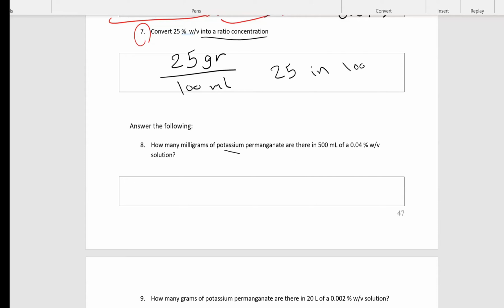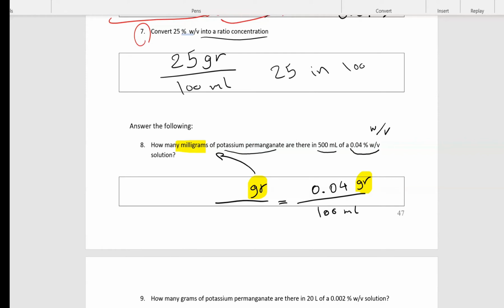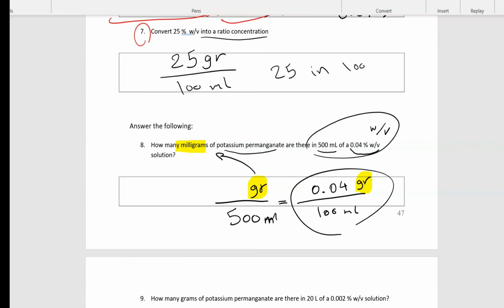How many milligrams of potassium permanganate are there in 5 milliliters of solution with the concentration of 0.04 percent weight in volume? So the concentration is 0.04 grams in 100 milliliters. How many milligrams, not grams? First of all, I'm just going to calculate with grams, and then I will convert it to milligrams. If you have 5 milliliters of this concentration, how many grams are in this solution?